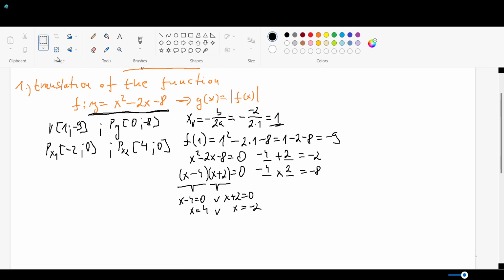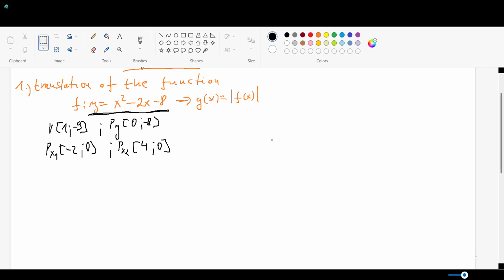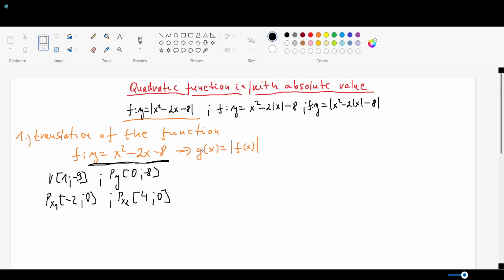So let me just erase my calculation here, because I will use this space for sketching the graph and explaining the stuff around. Based on this information, we know that the graph of this function should look like this. This is the x-axis, this is the y-axis, and my vertex has coordinates 1 and -9. 1, 2, 3, 4, 5, 6, 7, 8, 9. So here is my vertex of the parabola.